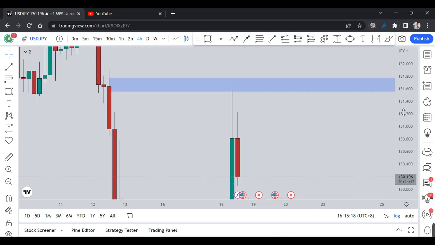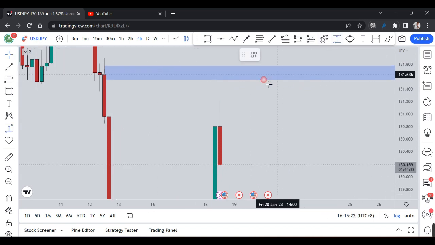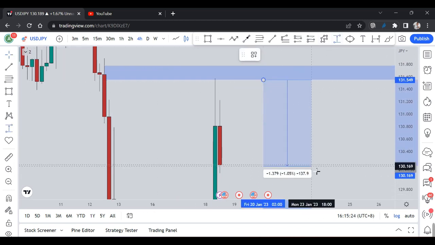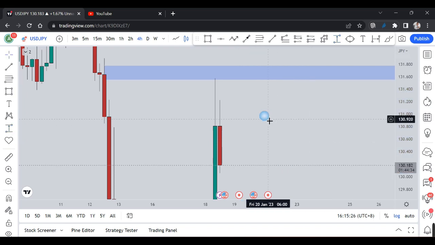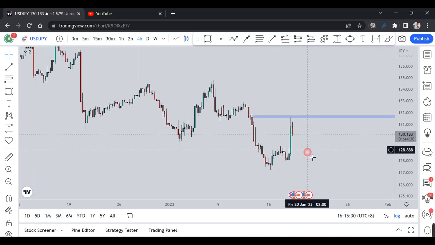You can see very well that the price came into the area, just tapped onto that area, and then we had a big rejection. How big is the rejection? It was over 100 pips, 130 pips. Just a small movement, and that small movement is already 130 pips.